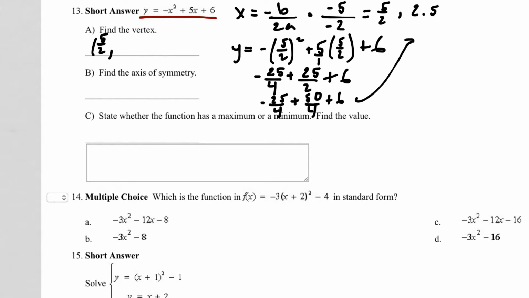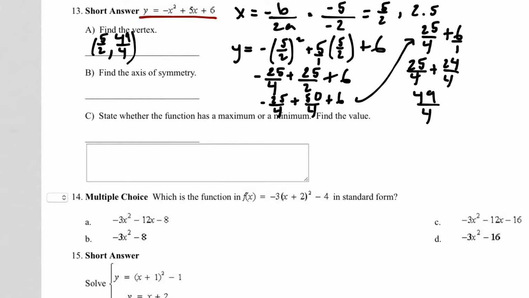So let me continue over here. Positive 25 over 4 plus 6. Okay? 6 is 6 over 1. In order to make it common denominators, I'm going to multiply by 4 over 4. So here's what I have: 25 over 4 plus 24 over 4, because I multiplied it by 4 over 4. So it's 49 over 4. There you go.